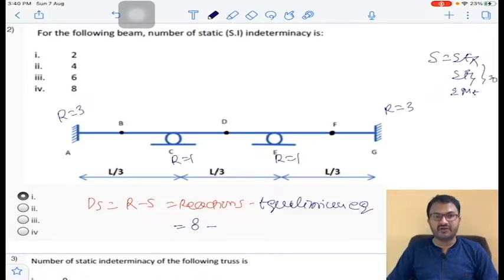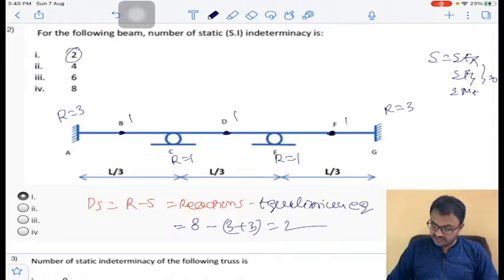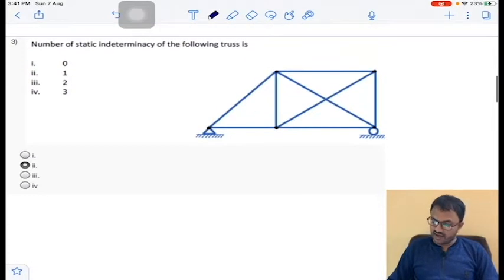Whenever we are providing one roller, intermediate roller, that is hinge support, intermediate hinge, we will provide one additional equation, that is 1 here, 1 here, 1 here. So 3 plus 3 will become 6. So you will get degree of static indeterminacy is 2. So that is option 1. Clear? And number of static indeterminacy for the following truss.